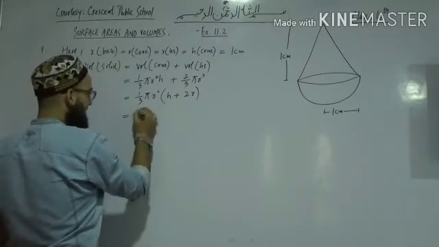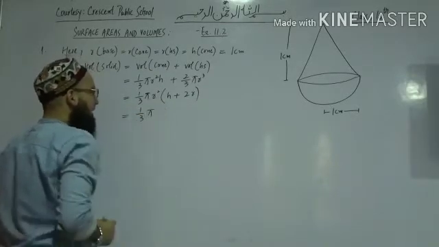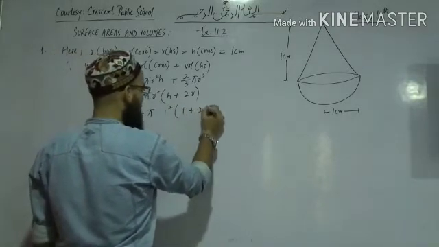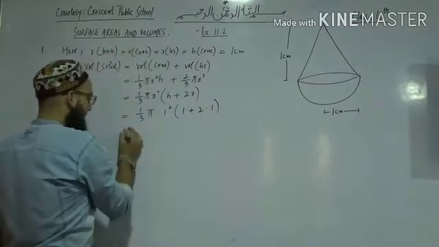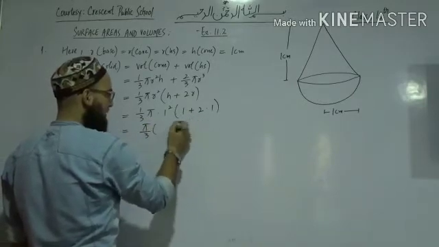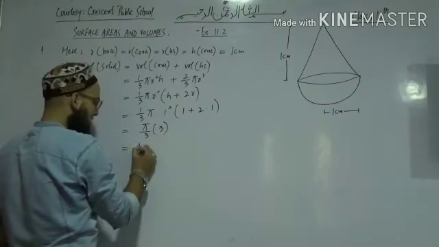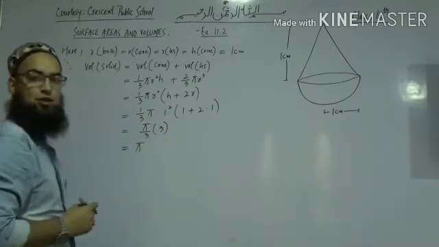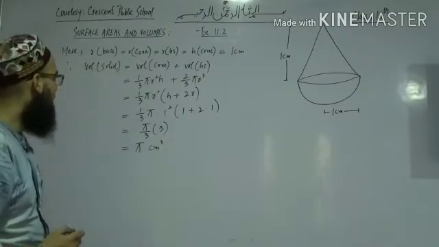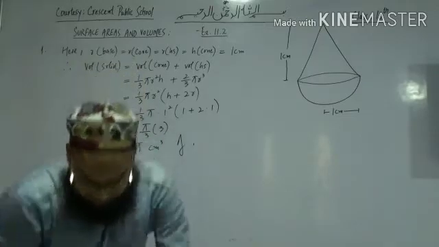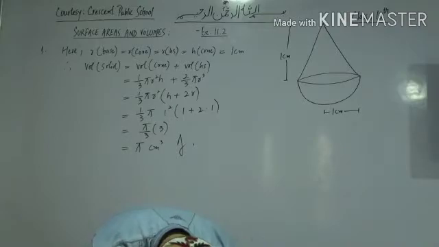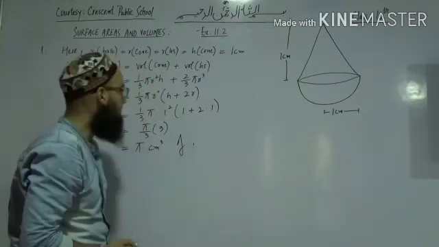Then I can say this is 1 by 3 pi. Now r is 1, so it's 1 square times 1 plus 2 times 1. Then I can go, this is pi by 3 times 2 ones 2 plus 1, 3. Now 3 gets cancelled, so you are left with pi. Now volume is in cubic units, so pi cubic centimeter, and that's your answer. Make a note.